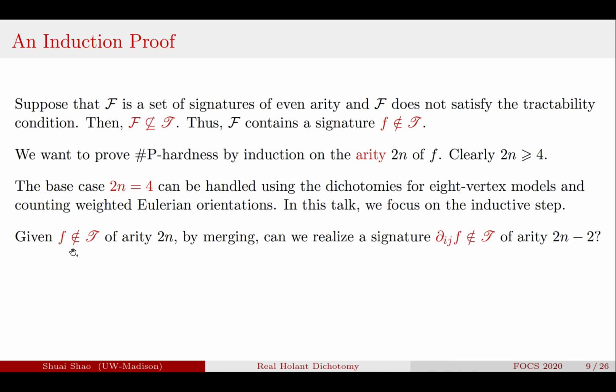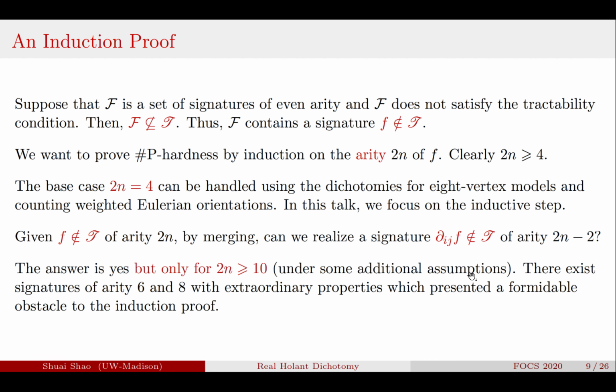Now, given a signature that is not in T of arity 2n, we ask: by merging, can we realize a signature of arity 2n minus 2 that is also not in T? Well, the answer is yes, but only for signatures of arity at least 10. There exist signatures of arity 6 and 8 with extraordinary properties, which present a formidable obstacle to the induction proof. So now let's take a look at these signatures.